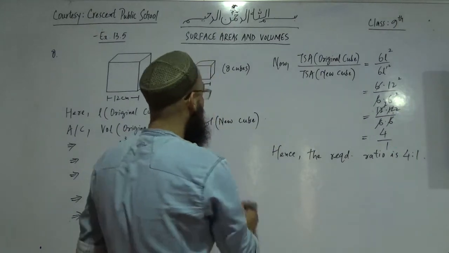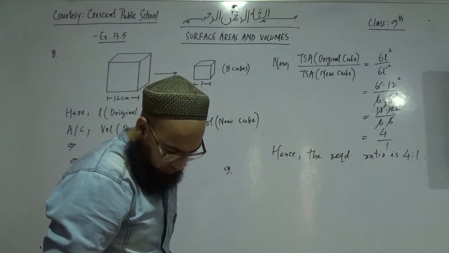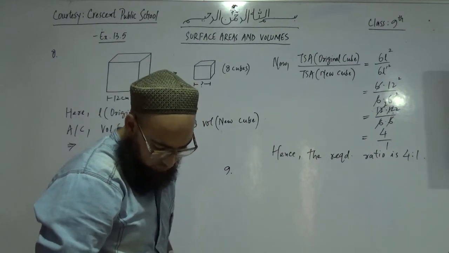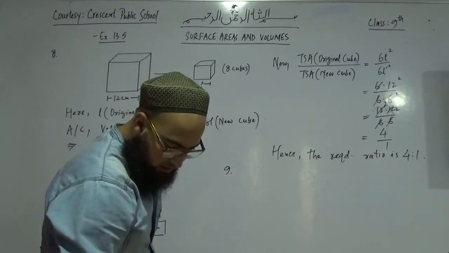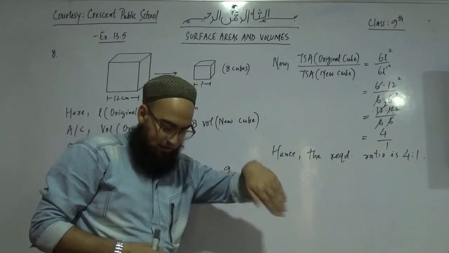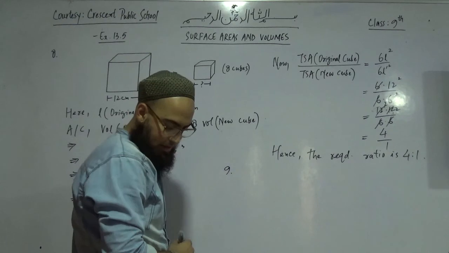Now question number 9. It says a river 3 meter deep and 40 meter wide is flowing at the rate of 2 km per hour. How much water will fall into the sea in a minute?